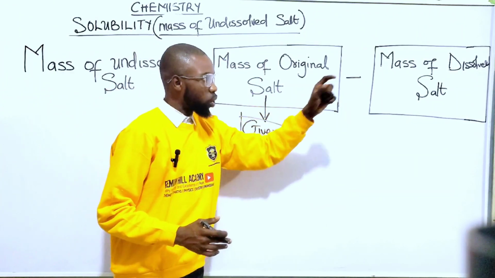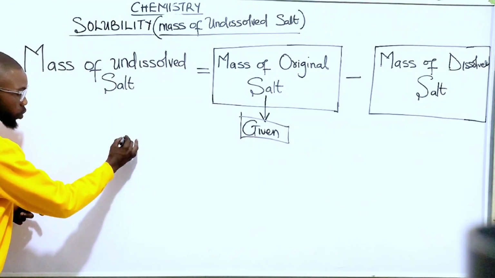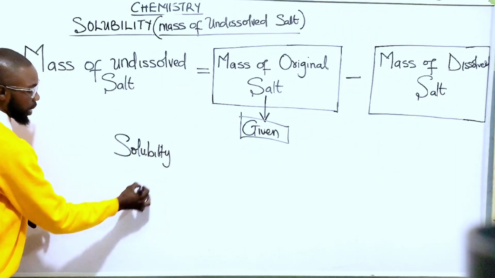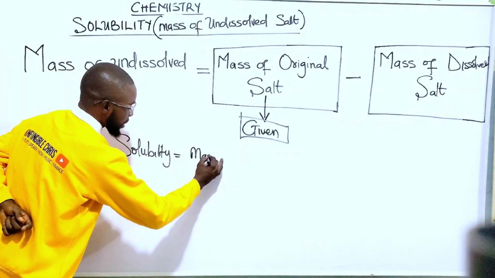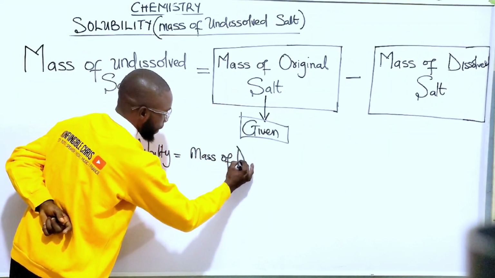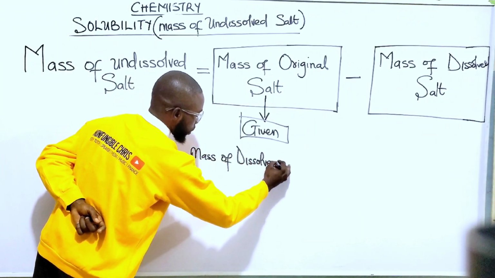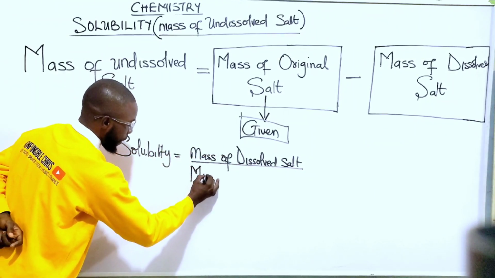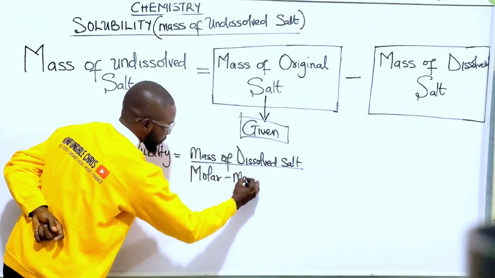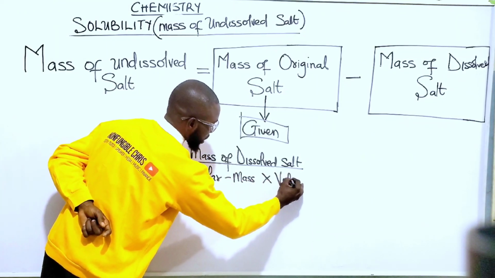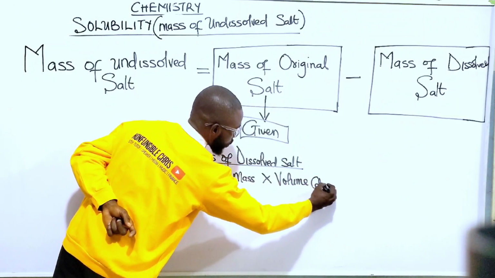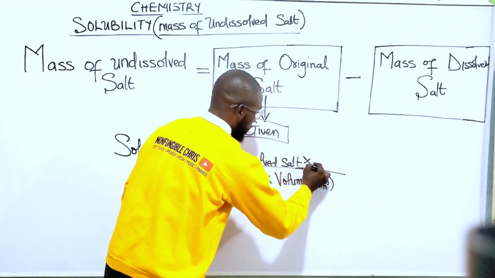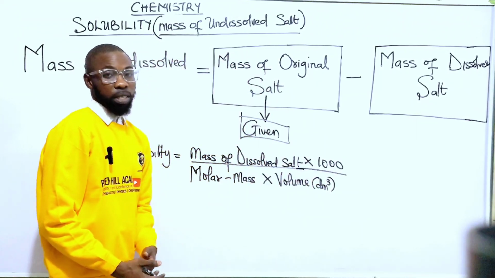So how do we get the mass of the dissolved salt? It's simple. We use our formula for solubility. We know that solubility is simply mass of dissolved salt over the molar mass, times our volume in dm cube. And if the volume is given in cm cube, what we simply do is multiply by 1000.